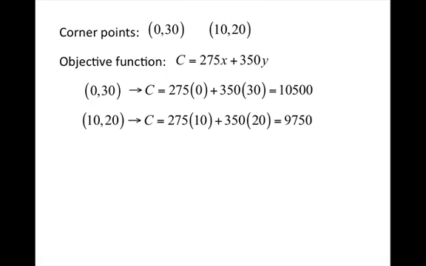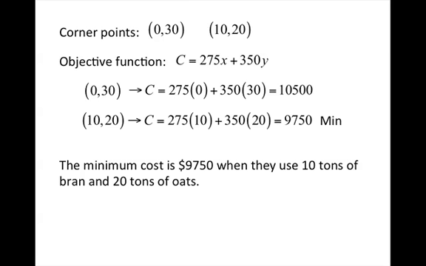Now look back at the purpose of the problem. This is why we listed it. The purpose was to minimize the cost. So this time I want the smallest value. I want the minimum. So my minimum cost is $9,750 when they use 10 tons of bran and 20 tons of oats.